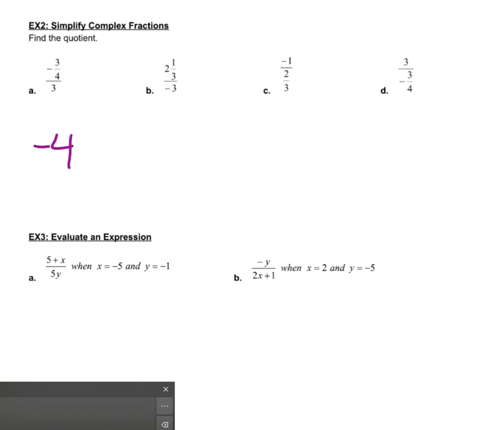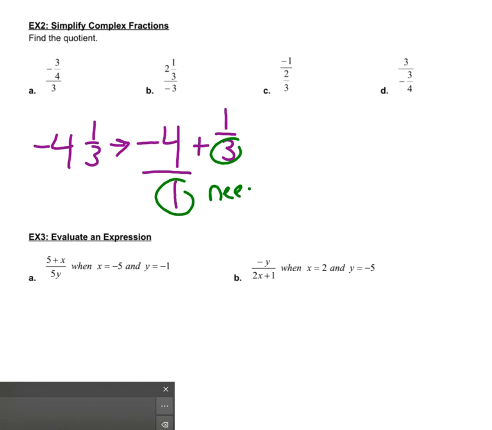Negative 4 and 1/3. That's the same as saying negative 4 plus 1/3. And I see two different numbers here. One of them is a fraction, and we want to add it to the other. So let's turn negative 4 into a fraction just by drawing that 1 on the denominator. So now I've got negative 4 over 1 plus 1 over 3, but we need a common denominator. Need that CD.